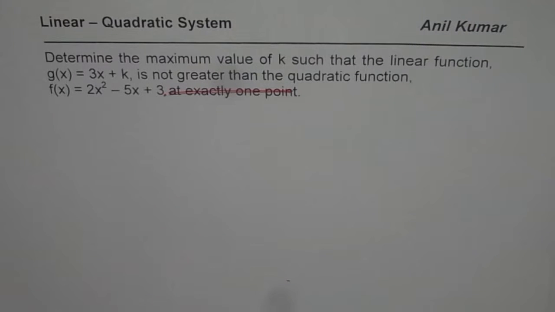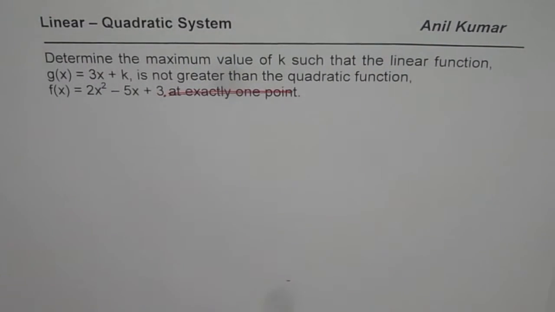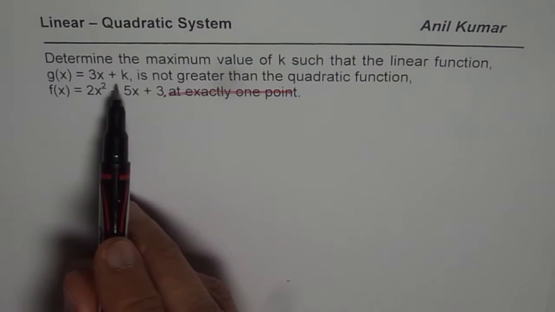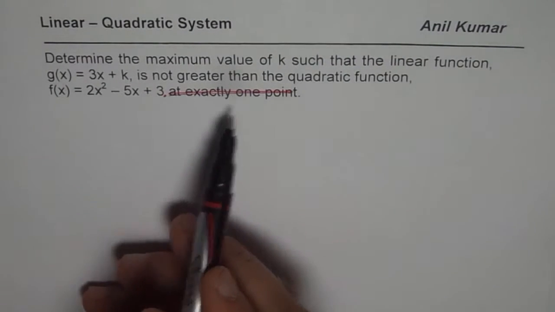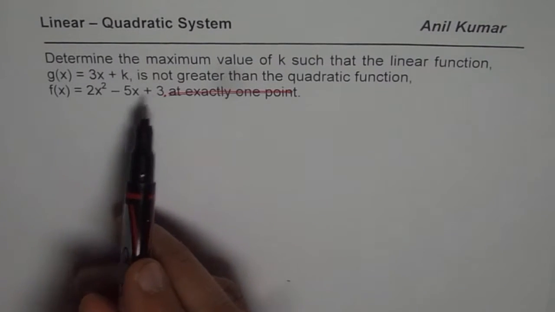I'm Anil Kumar, and here is a linear quadratic systems equation which we will solve with the help of inequalities. The question is, determine the maximum value of k such that the linear function g of x equals 3x plus k is not greater than the quadratic function f of x equals 2x squared minus 5x plus 3.